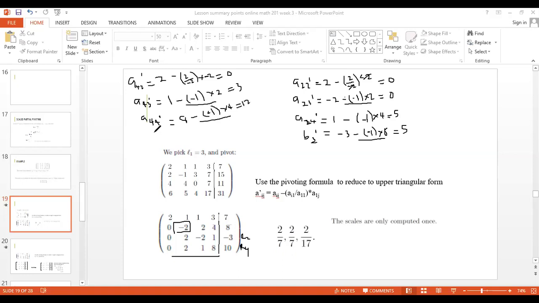Then finally we have B4. So B4 new gives us, we have 10 minus -1, -1 times, okay, times 8, which gives us +8 plus 10 is 18.